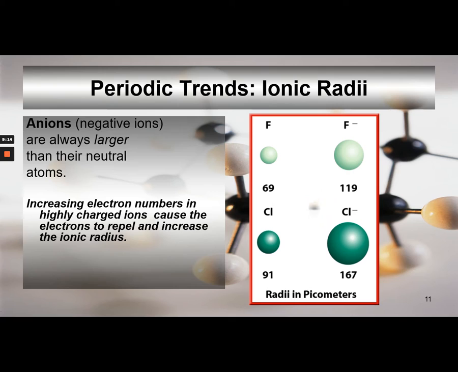Anions, which are negative ions, are always larger than the neutral atom, and the reason is because you've got more electrons in the valence shell and the nuclear charge is constant, but therefore you have a greater repulsion of those valence electrons. So anions are always larger because of the repulsion of those valence electrons.